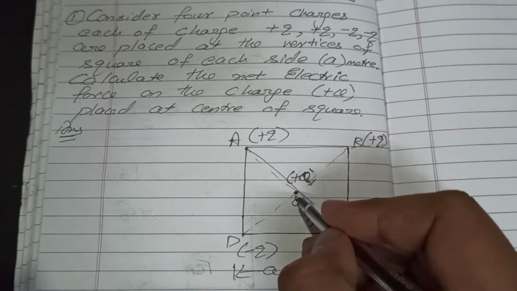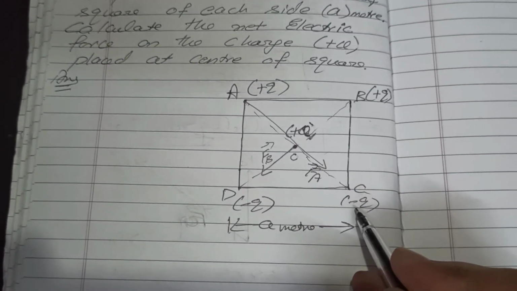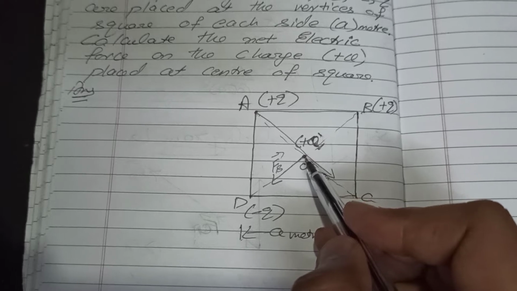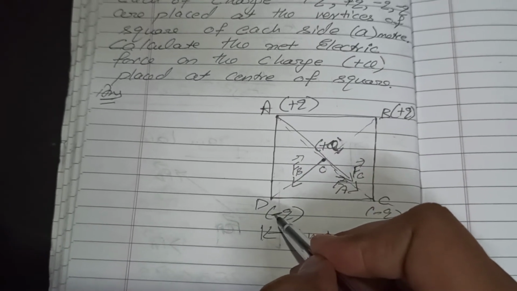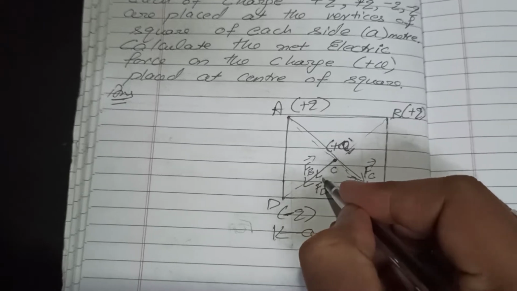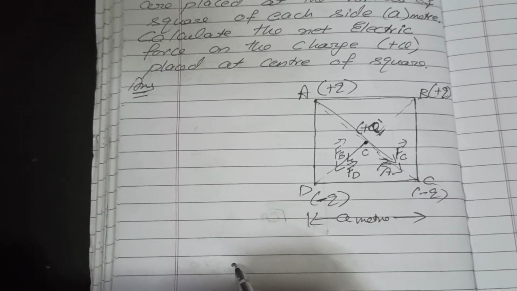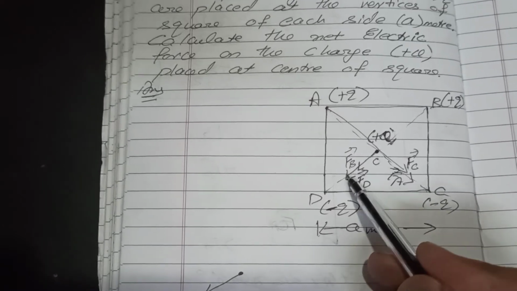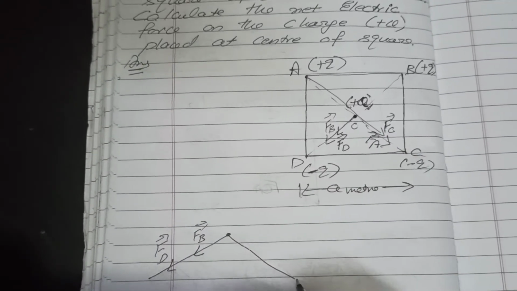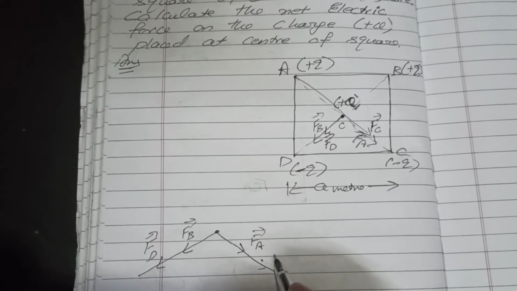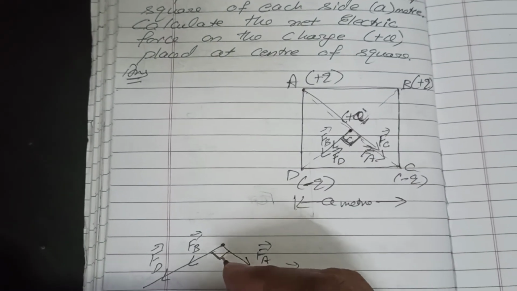Now this charge also applies a repulsive force, FB, because it is applied by B. But the charge C is negative, so it will attract the charge at O. So here it comes FC, and also the minus charge on D gives FD, an attractive force on the charge at O. So in this force distribution, FB and FD are in the same direction, and also FC and FA are in the same direction, and here the angle is 90 degrees.